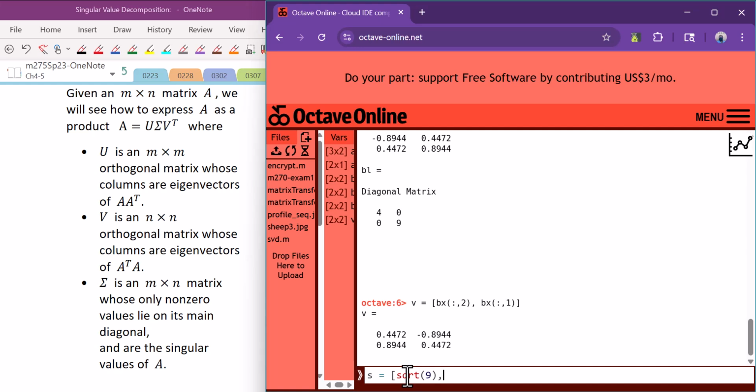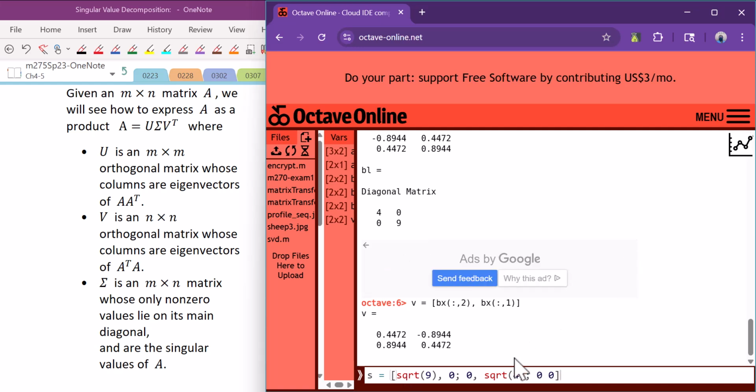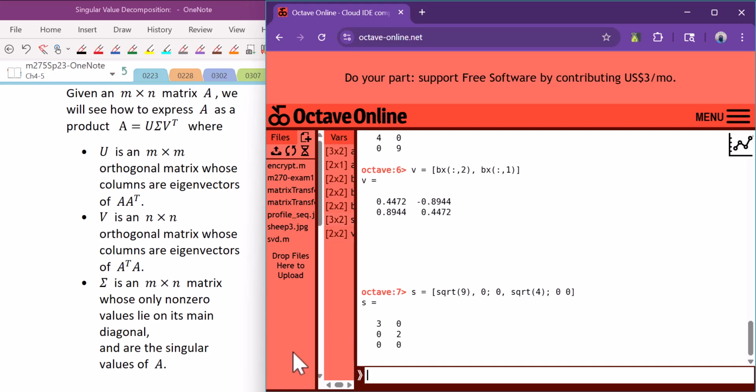And then comma 0, colon next line 0, comma the square root of 4. Again, that's just 2. I didn't need to do the square root business. And then 0 and 0. And then close that. Okay, so you'll get some pop-up ads. Just close that out. And then press enter to get my S. So my sigma is going to be this matrix, which we saw earlier.